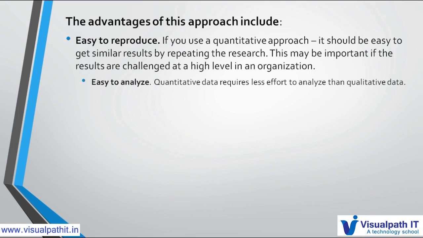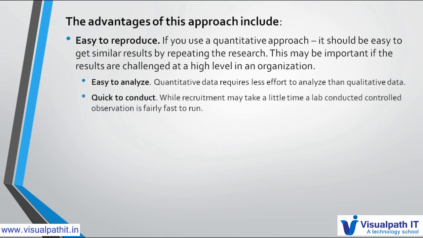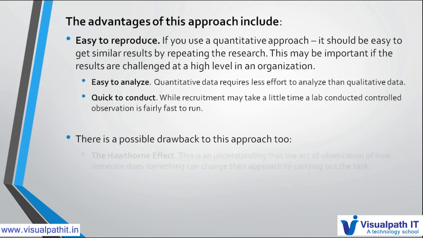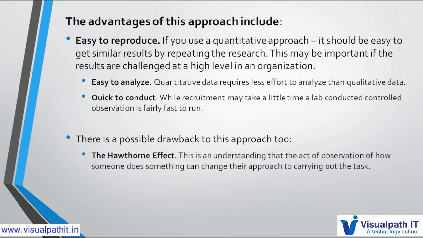Easy to analyze. Quantitative data requires less effort to analyze than qualitative data. Quick to conduct. While recruitment may take a little time, a lab-conducted controlled observation is fairly fast to run. There is a possible drawback to this approach too. It is the Hawthorne effect. This is an understanding that the act of observation of how someone does something can change their approach to carrying out the task.